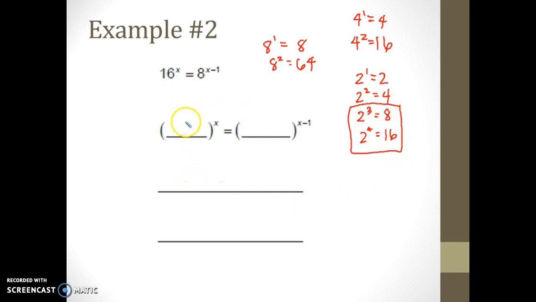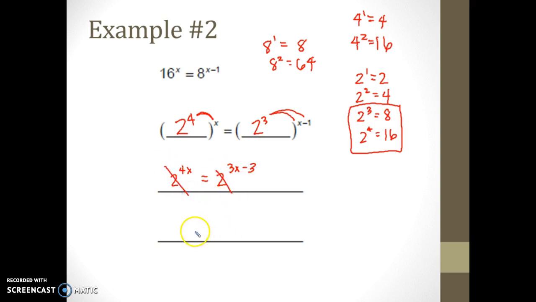So I'm going to rewrite 16 as 2 to the fourth power. And I'm going to rewrite 8 as 2 to the third power. Now it's important to keep these in parentheses. And now my exponent rule says that if I have a parentheses between my two numbers, I multiply. So I get 2 to the 4x equals, and then over here I've got to multiply, which means I distribute. So it equals 2 to the 3x minus 3.